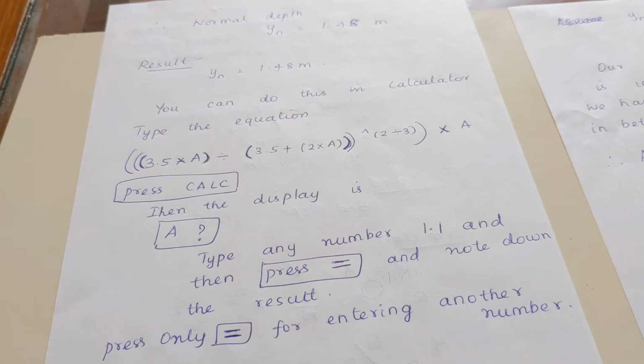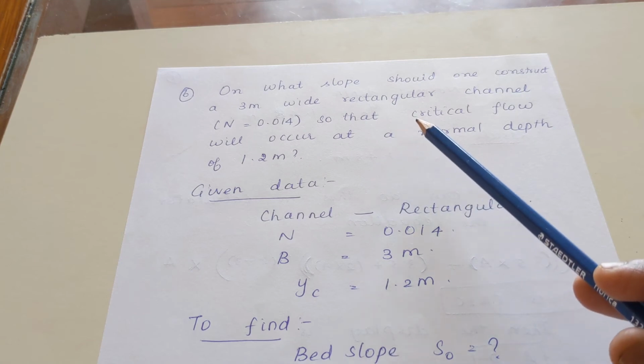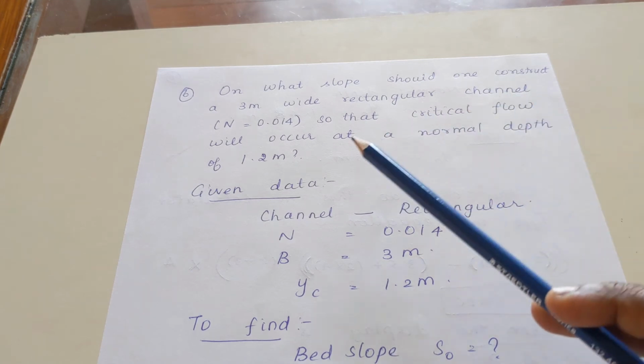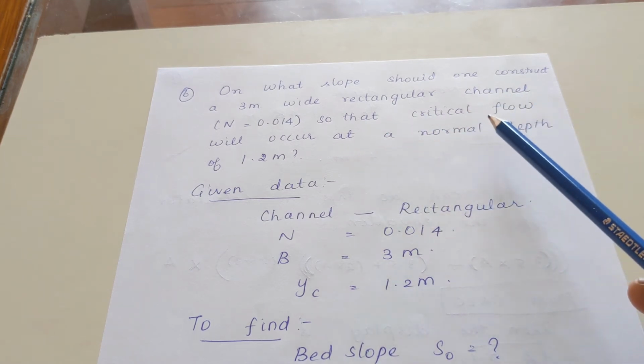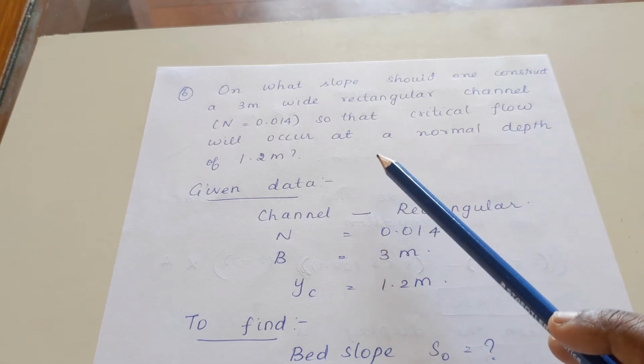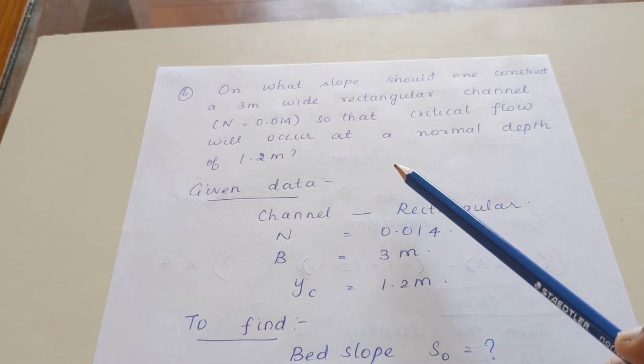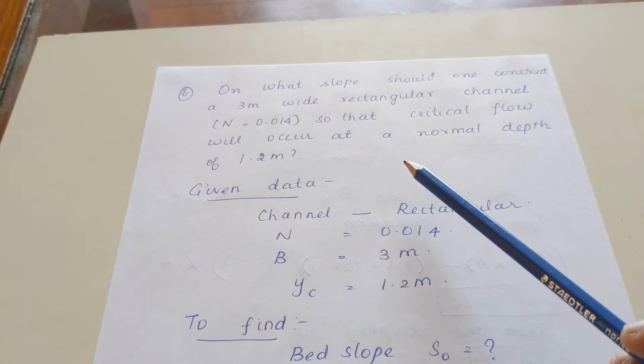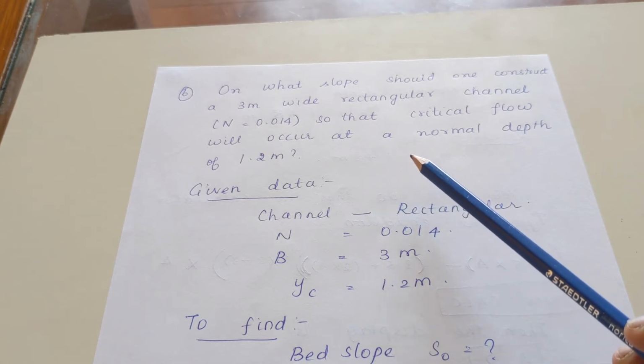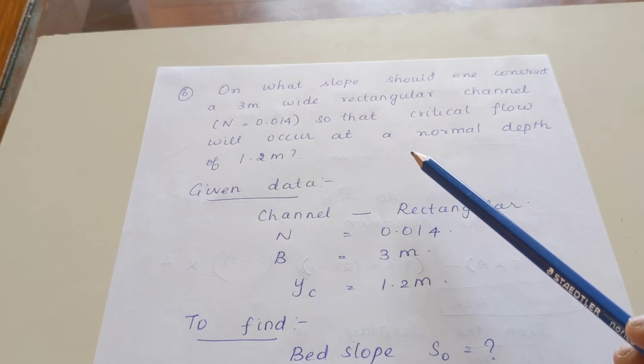Okay. The next problem is, on what slope should one construct a 3-meter wide rectangular channel so that the critical flow will occur at a normal depth of 1.2 meter. So here you have to find out the slope of a channel. What channel is it? It is a rectangular channel.